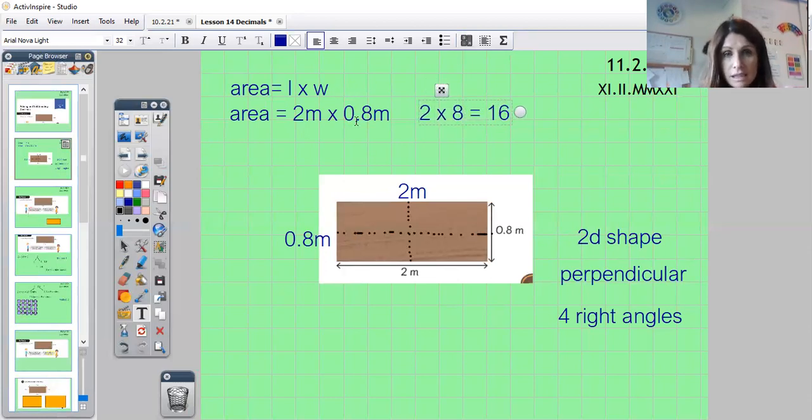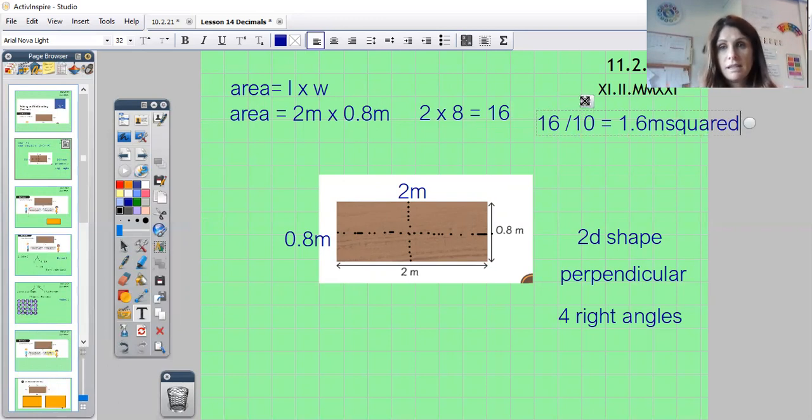And then we know that this is 10 times smaller. So we have to take our 16 and we have to divide it. I haven't got a divide sign, so I'm going to just use that for now. Divide it by 10. 1.6 meters. And then hopefully you remember it is squared. And again, I'd have to search to find that squared button, so I'm going to just write squared.